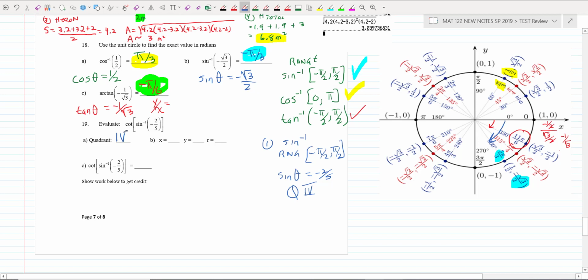Okay, and what that tells you then is x is positive, y is negative, and of course r is always positive like that. So that's real important you figure out x, y, and r in this problem, which you can do pretty easily.